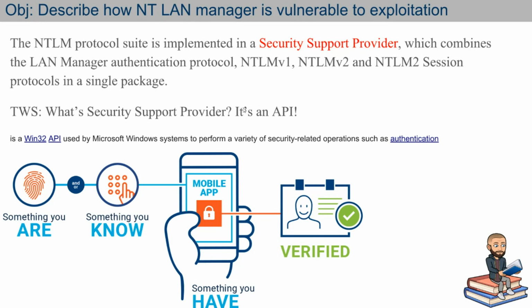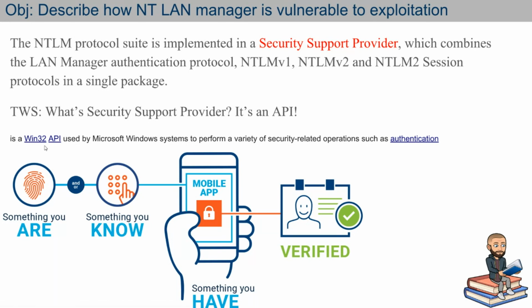It's okay not to totally wrap your mind around that paragraph, because I really just want you to walk away with the knowledge of what an API is. We've covered these before in class, so maybe if I read this sentence, you'll remember what it means. It says Win32 API used by Microsoft Windows systems to perform a variety of security-related operations such as authentication. So this security support provider is a Win32 API.